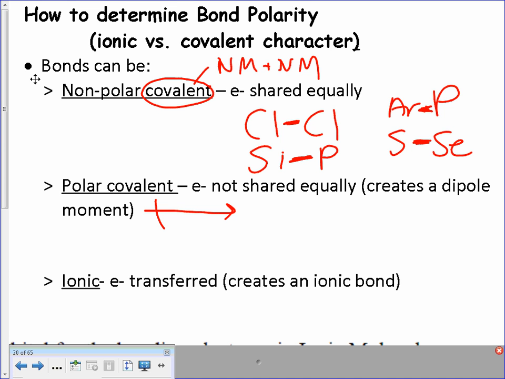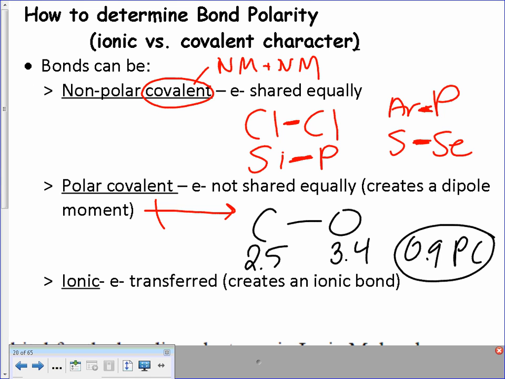So let's look at maybe carbon and oxygen. Carbon and oxygen, what are their numbers? 2.5 and 3.4. That difference is 0.9 again, right? 0.9, polar covalent. So that's how I write it over here for myself. And then which side is more electronegative? Oxygen. So you draw the arrow above it, pointing towards oxygen. There you go. That's it.